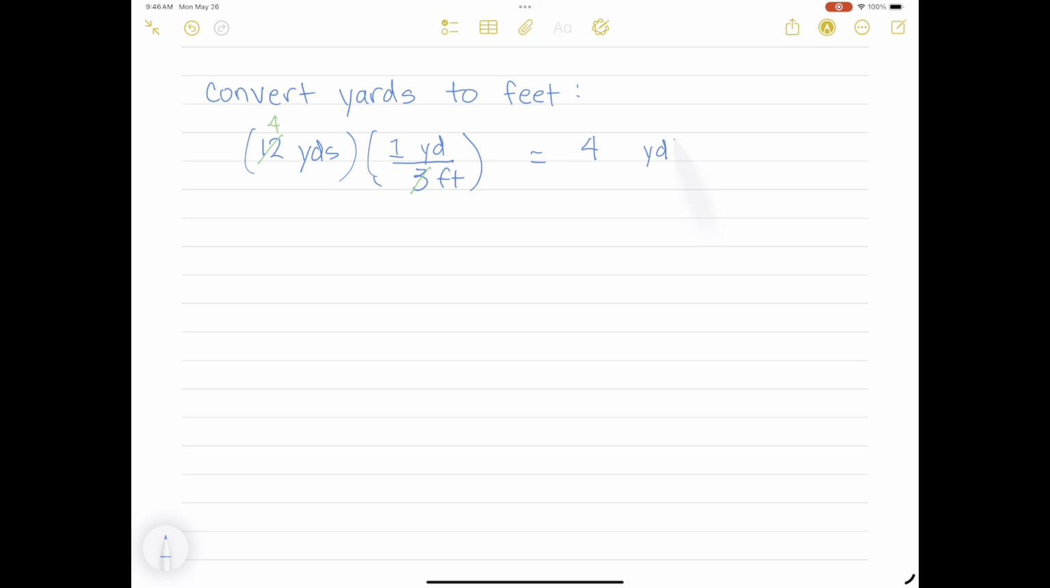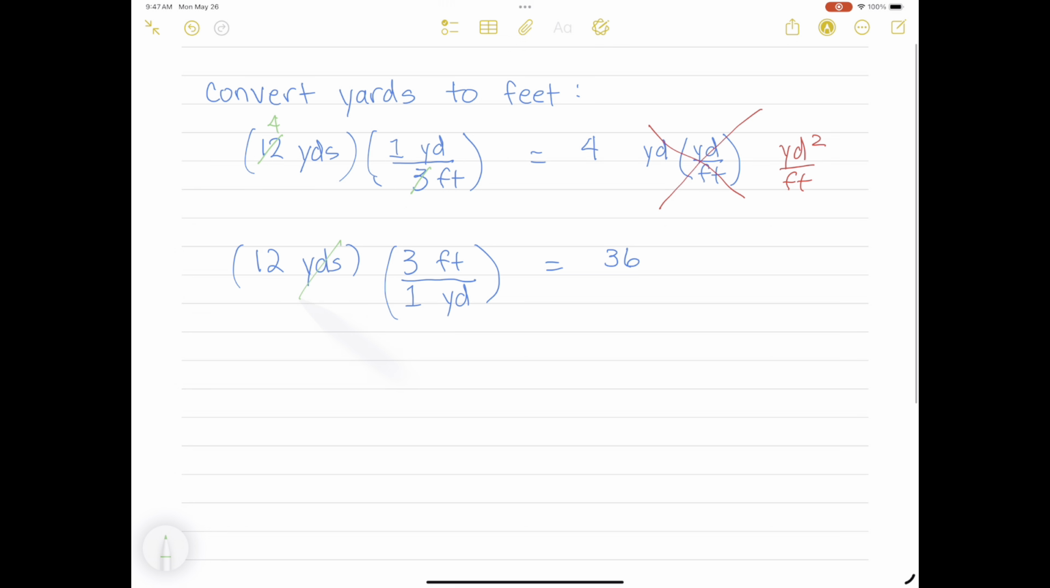Now what happens with the units? I have yards times yard over feet, which equals yard square over feet, which is nonsensical. So we cross that out. We know that's not the approach to use. Now, if I multiply 12 yards times 3 feet per yard, I get 12 times 3 equals 36. And then the yards in the numerator cancel with the yard in the denominator, leaving me with feet. So the answer is 36 feet.